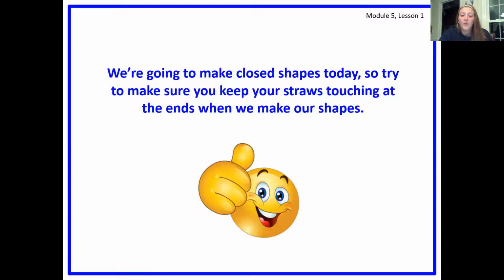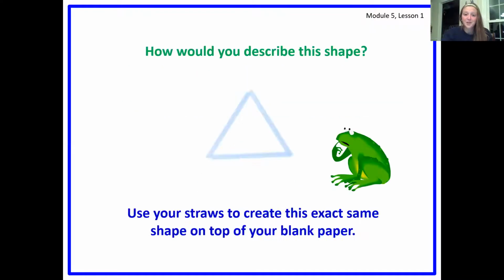So when we make shapes, we want to make sure that they're touching because they're not a shape anymore once they aren't touching, because we can't give them a name or say what the name is if they're not touching, okay? So we're going to take a look at some shapes. I want you to think, how would you describe this shape for me? And if you have straws, go ahead and create this shape. You guys should know it. Name it. Yes, this is a triangle. But how would you describe it?